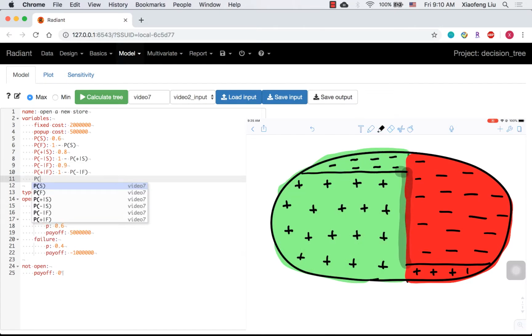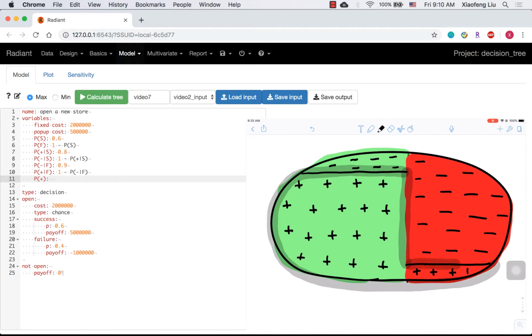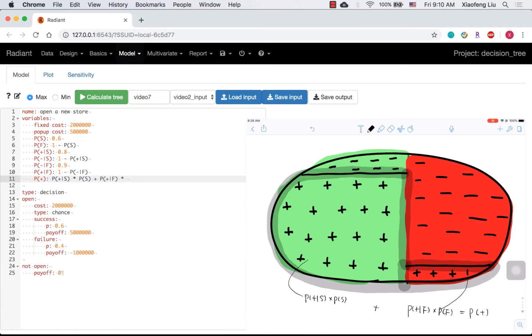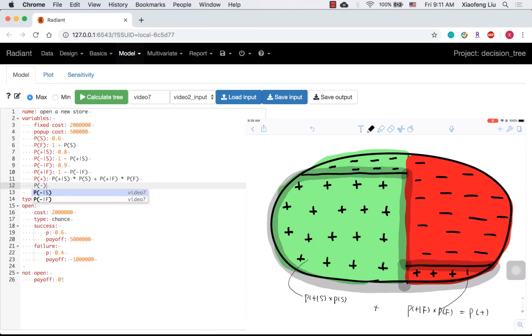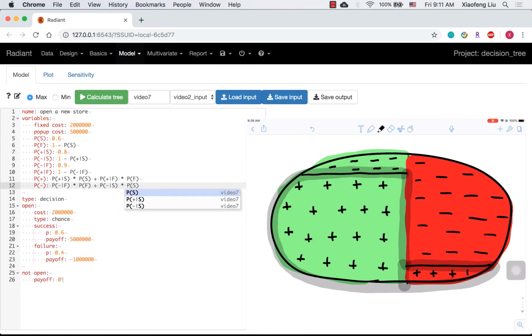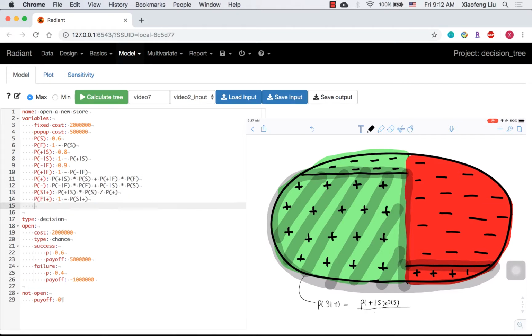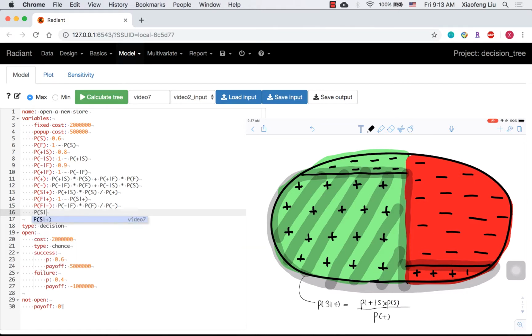P positive is the probability of having a positive test. There are two cases. One is real store is successful and the pop-up test is also positive. The other one is the real store is a failure and the pop-up test is positive. Similar for P negative, probability of having a negative test. PS given positive is the probability of a real store being successful given the fact that the pop-up test is positive. Following the same logic, we can define the other three variables.